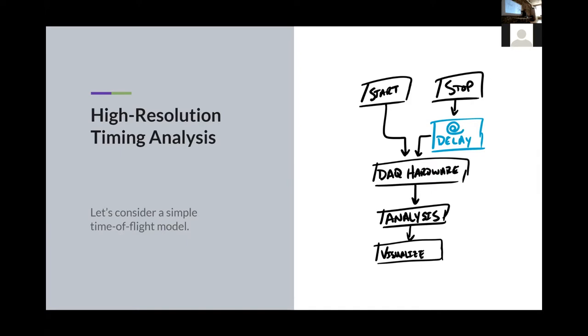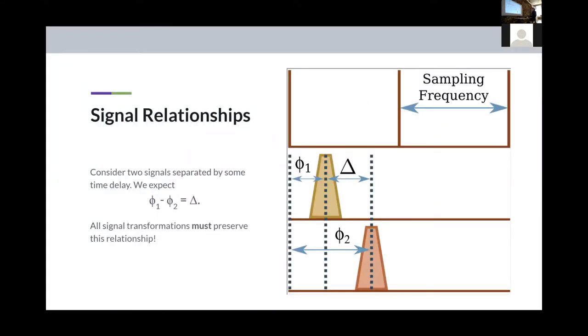Those signals all go into your data acquisition hardware. You do some analysis on them, you do some visualization. Bob's your uncle, and people have to start calling you doctor, and you can get to the front of the line at various restaurants. So the relationships between the signals look like this. We have the first signal, we have the second signal. We'll denote these times of arrival by phi1 and phi2. There is some delta between the two of them. It should surprise nobody that this is a linear relationship. Any data processing that you do to these signals must maintain this relationship. Should it fail, you have failed.